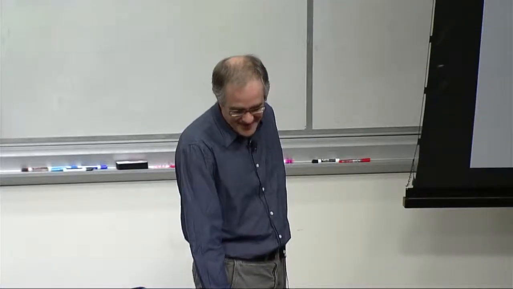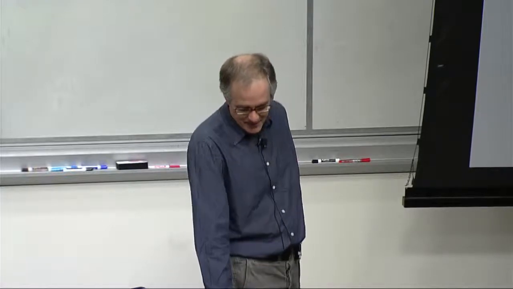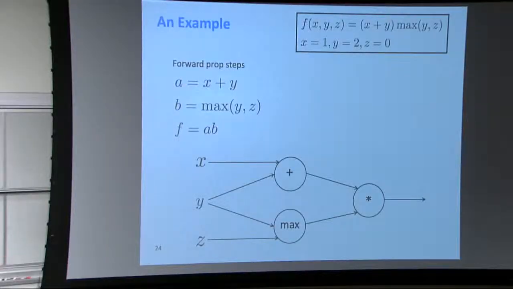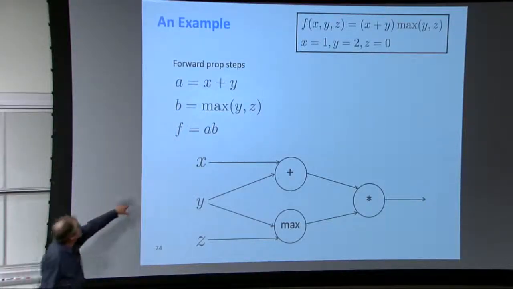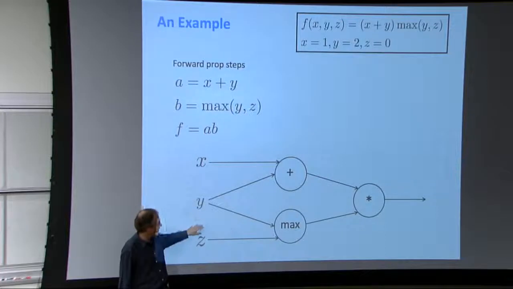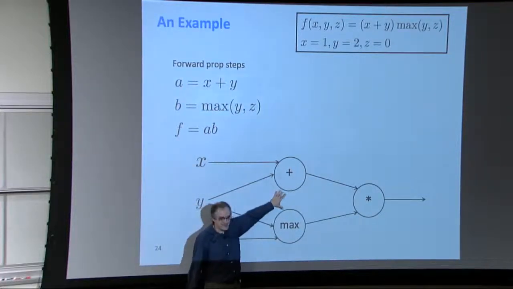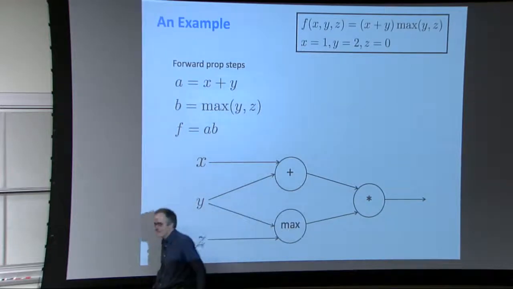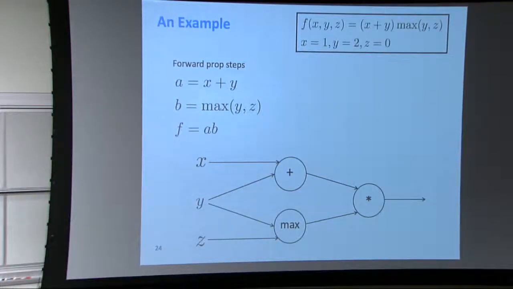Okay, so let's look at an example of this, and then we'll see one other case. So here's a little baby example. This isn't really looking like a neural net, but we've got three inputs, x, y, and z, and x and y get added together, and y and z get maxed. And then we take the results of those two operations and we multiply them together. So overall, what we're calculating is x plus y times the max of y plus z. But we have here a general technique, and we can apply it in any case.